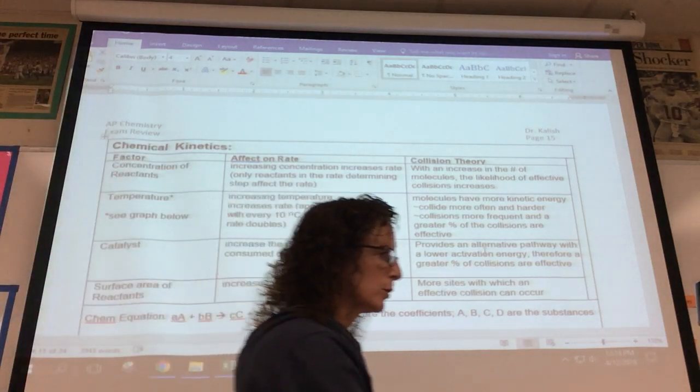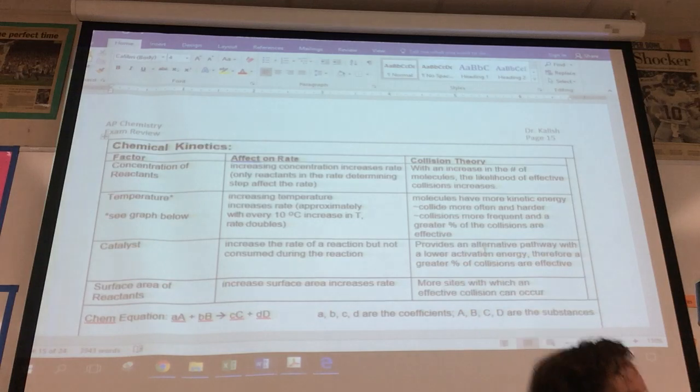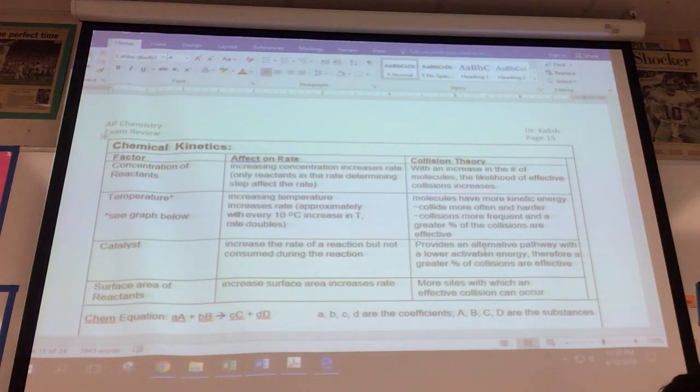So we're going to review kinetics, and again, this whole review packet is in your review tab on Edline. I would definitely look this over before any weekend assignment, before any mock exam, etc. On page 15, you've got kinetics.